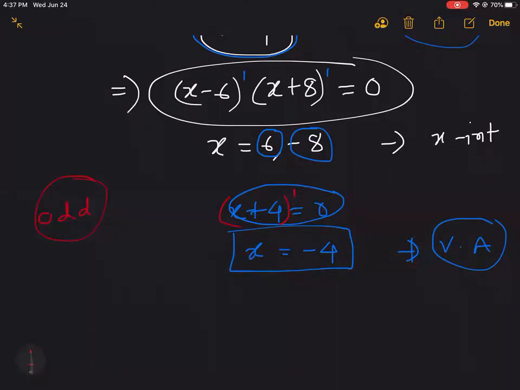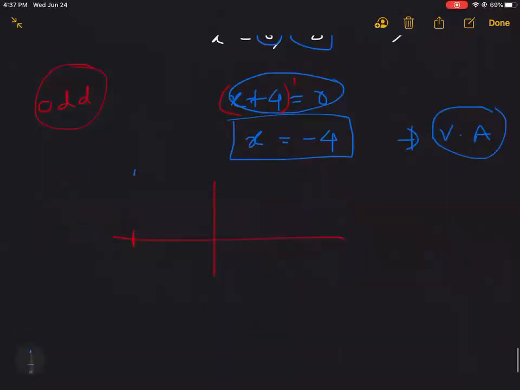Okay, so if we have a graph like this, x equals negative 4 should be somewhere here. That's my asymptote. All I know is that if the graph approaches positive infinity on one side, on the other side it will approach negative infinity, if you have odd multiplicity for that real zero from where you are calculating the vertical asymptote. Okay.